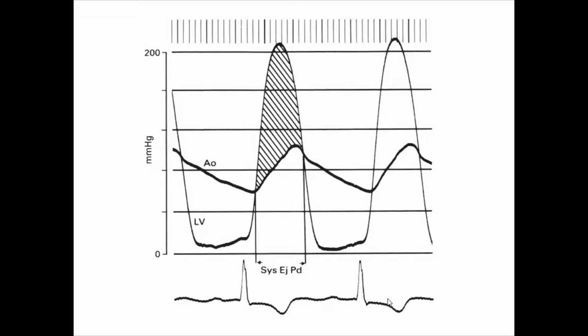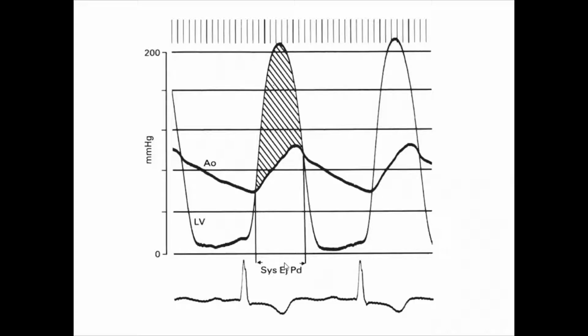So describe the LV. Let us concentrate on the LV. What is the LV pressure here, systolic and diastolic? Systolic is 200, and the LV EDP is around 10. It is written here, systolic ejection period. For the LV, it is normal to have systolic 120, diastolic 10.